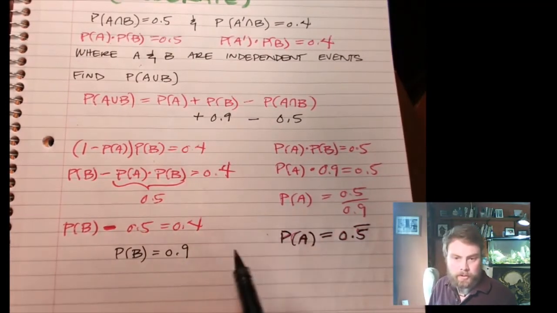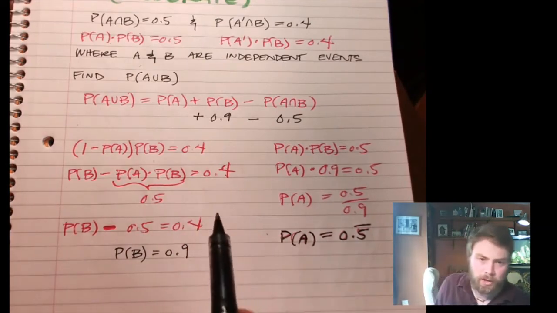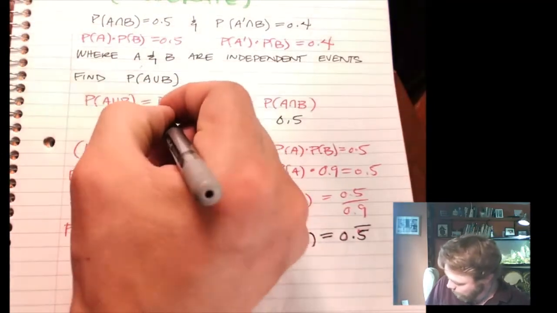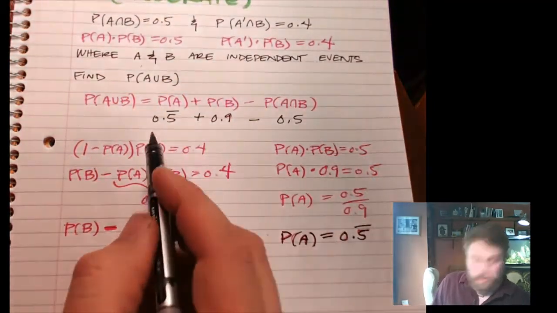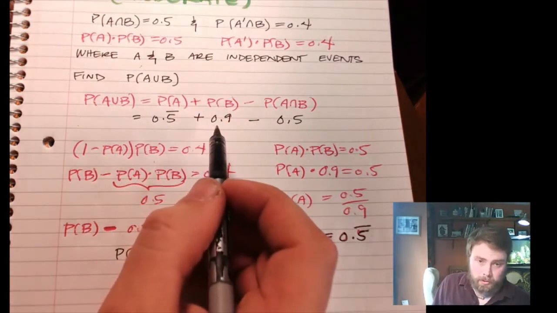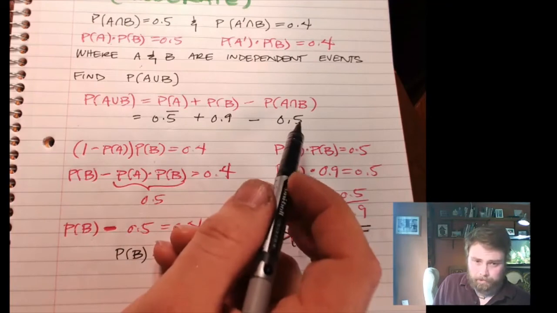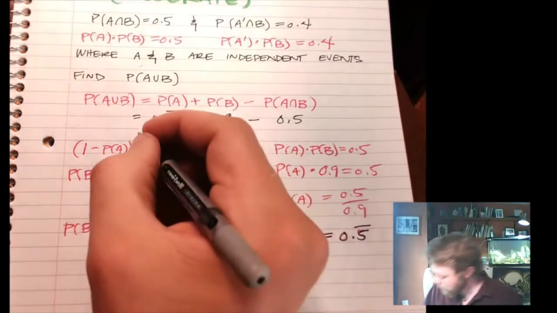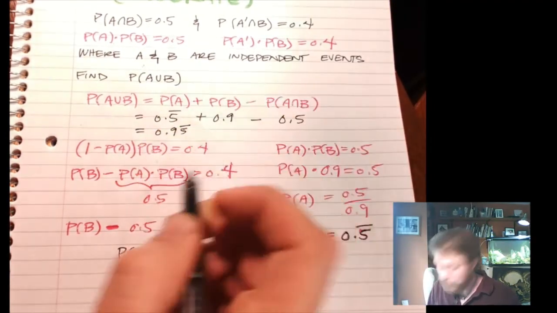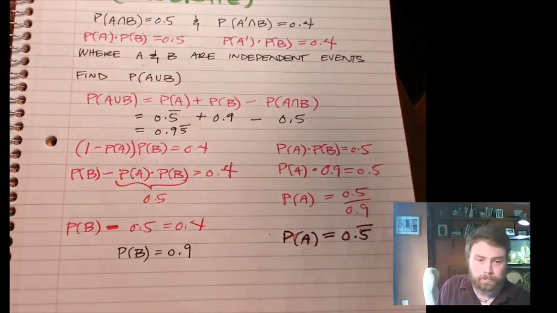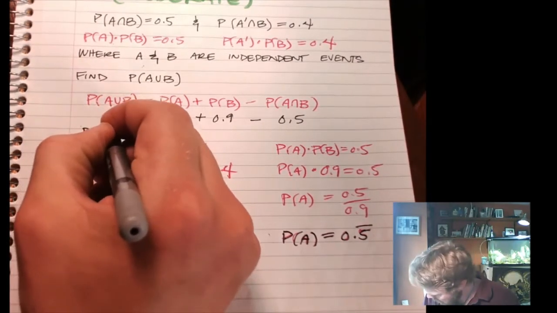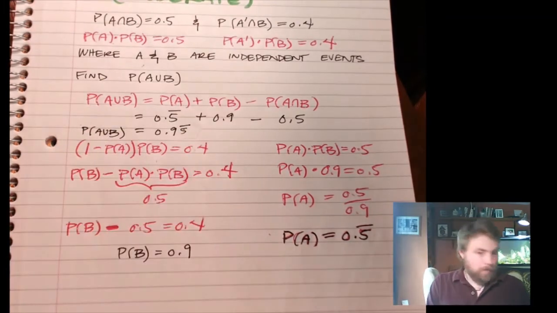We have these two values now. By doing some of our algebraic work, let's go ahead and put the last known value in here, 0.5 repeating. And let's go ahead and calculate that number here. 0.5 repeating plus 0.9 minus 0.5 is, let's see, 0.95. Now that 5 is repeating. Okay, so that is our final answer.